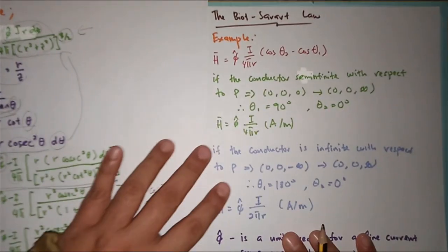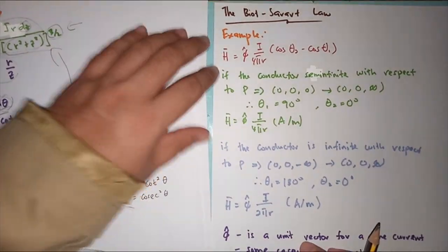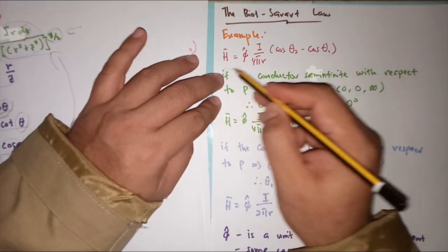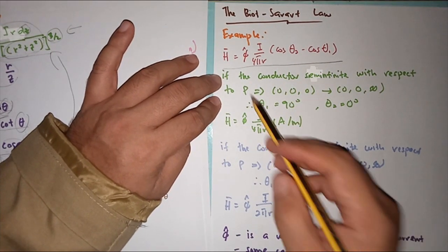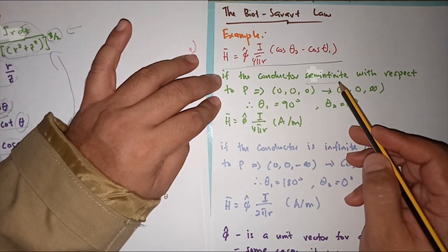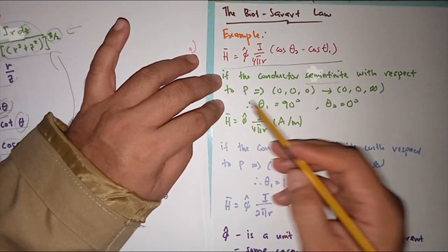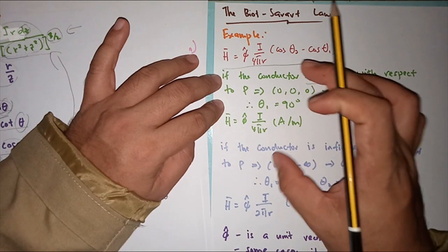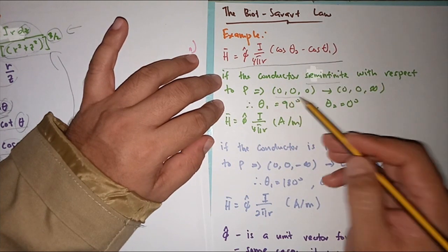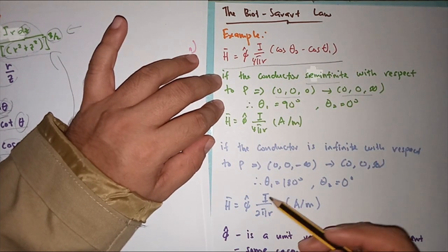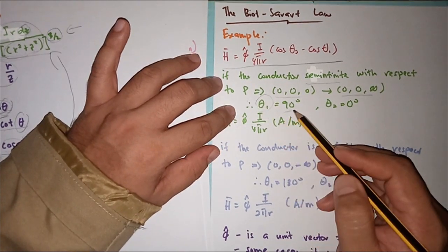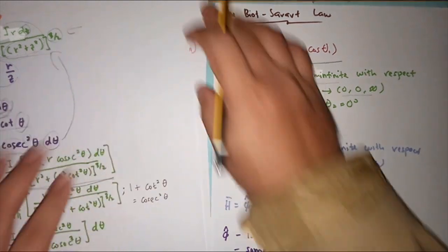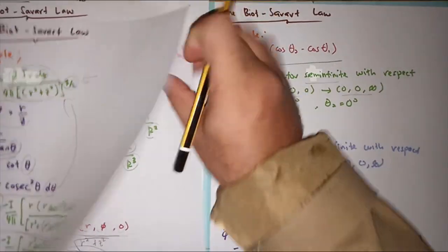Alright, so based on the equation that we have derived just now, this is our expression for the vector of H. If the conductor is semi-infinite with respect to the point P, in this case the length of the conductor will start from the origin to infinity. So we will have theta 1 equal to 90 degrees, and theta 2 will be equal to 0 degrees.